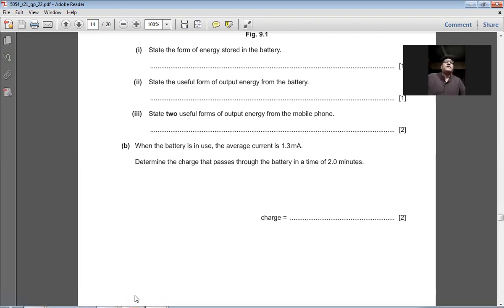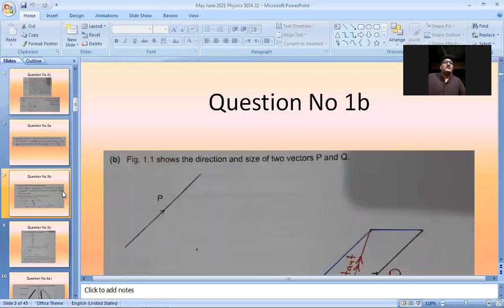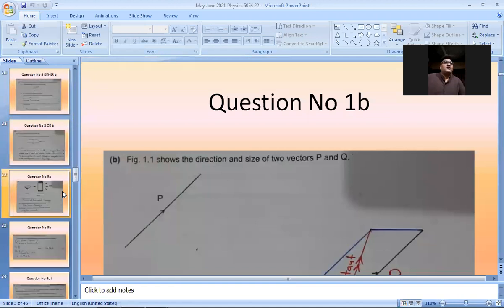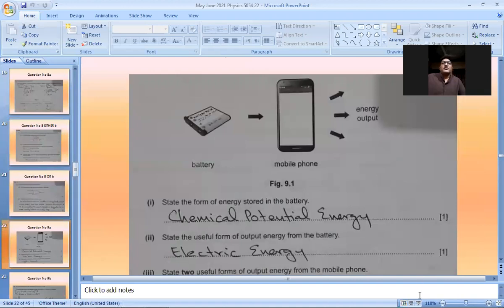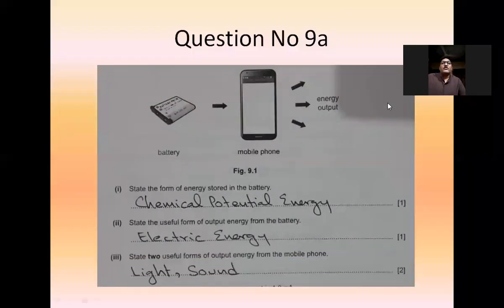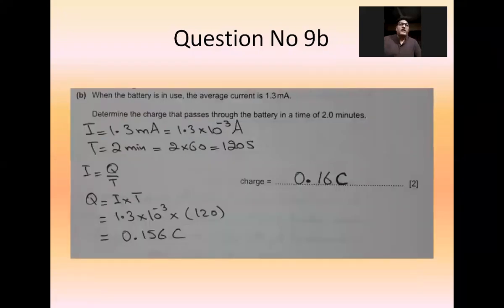Very simple. So let me show you my work. I've done this on paper. On your screen, question number 9, my solutions are showing up. Chemical potential energy, electric energy, light, sound, and you can also say electromagnetic. Now here, the current is given, that's 1.3 milliampere.